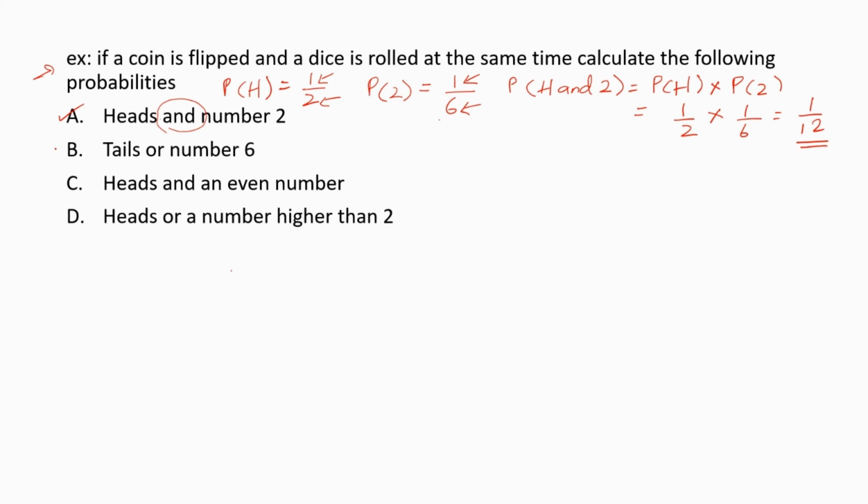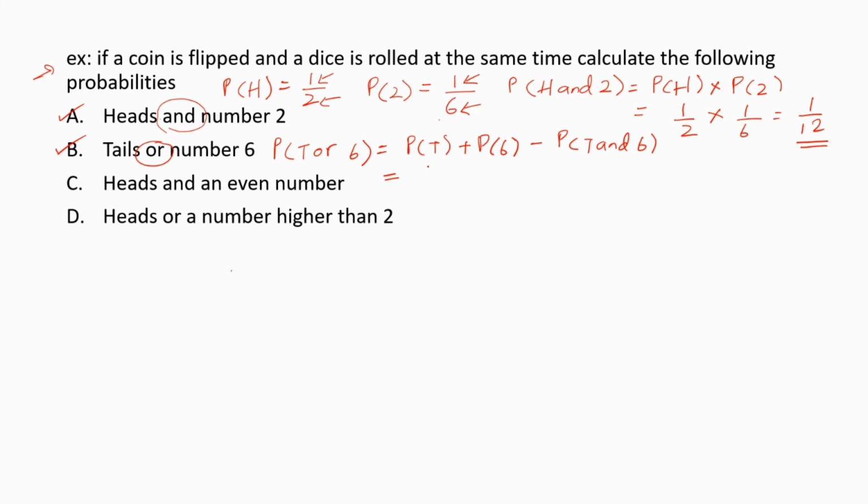Now let's do option B, tails or number 6. So now you can see there is the term "or". So we have to use the additive model. So what is the additive model? Probability of getting tails or number 6 equals probability of getting tails plus probability of getting number 6 minus probability of getting T and 6. This is the formula we have to use.